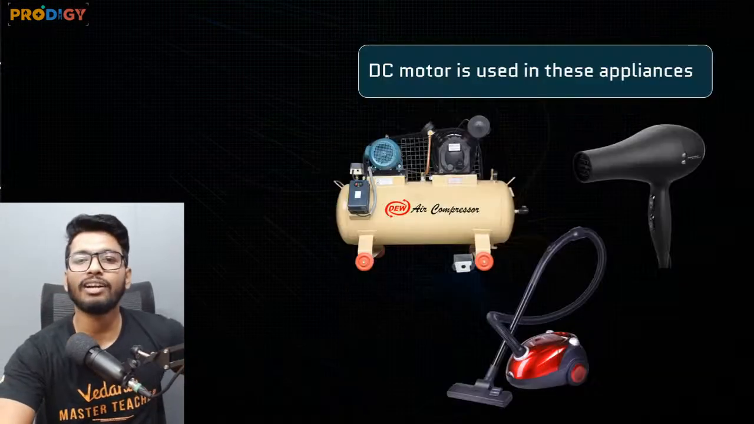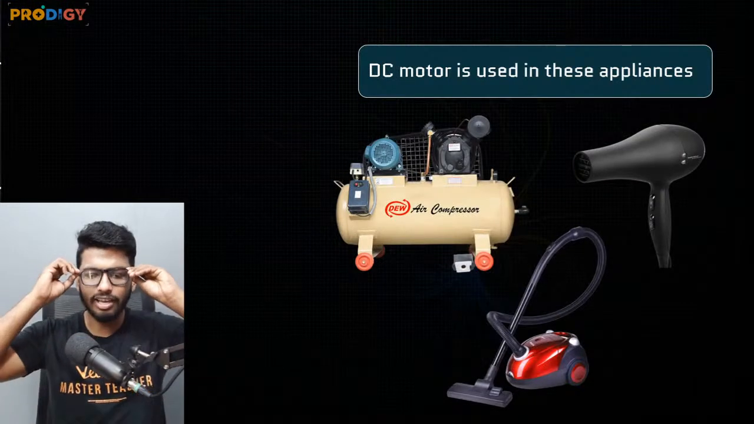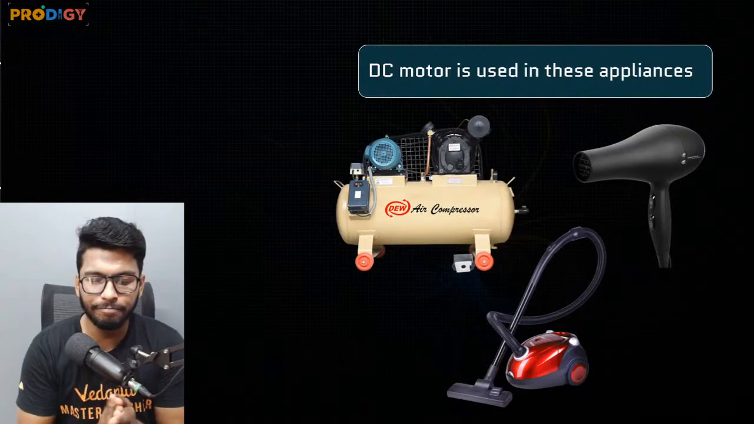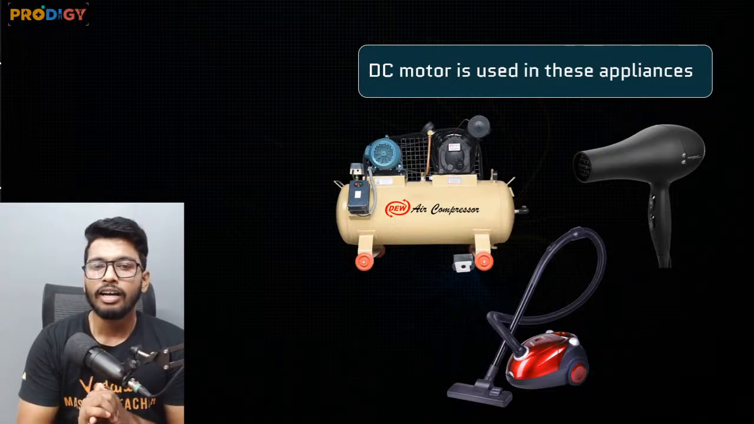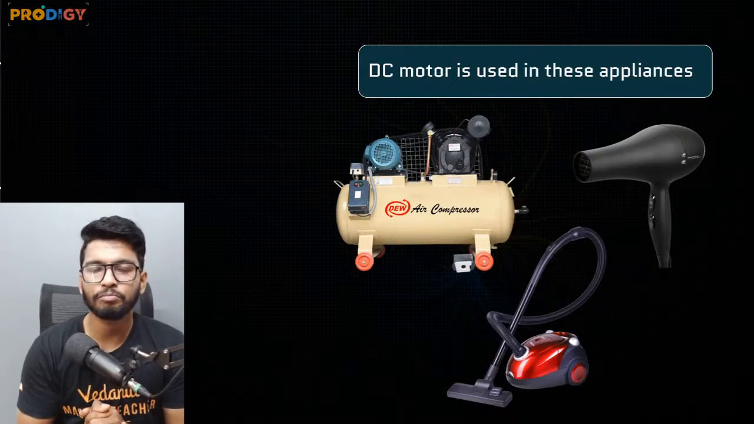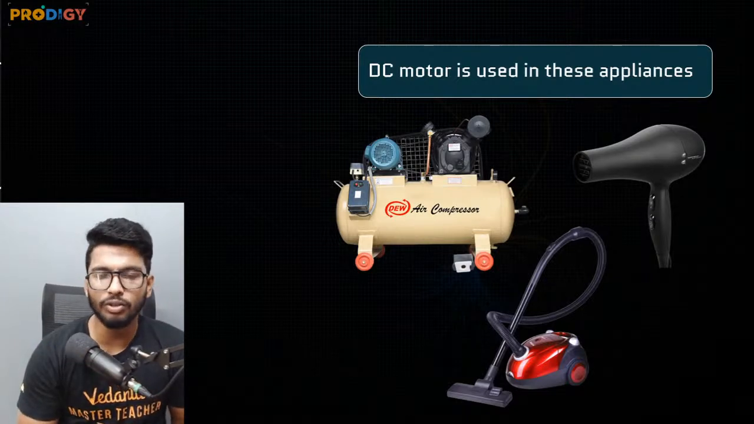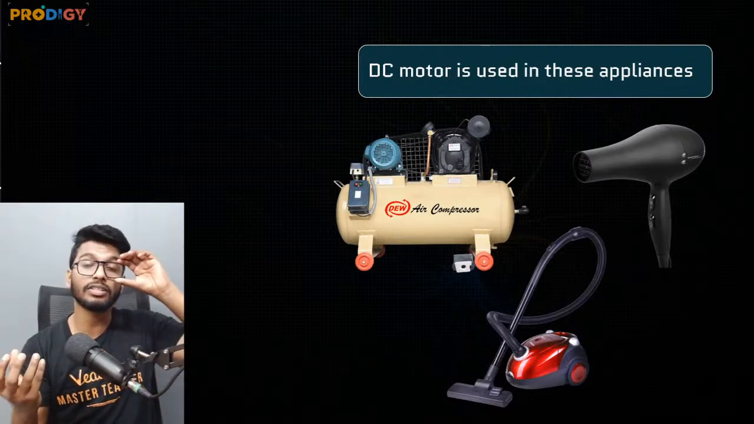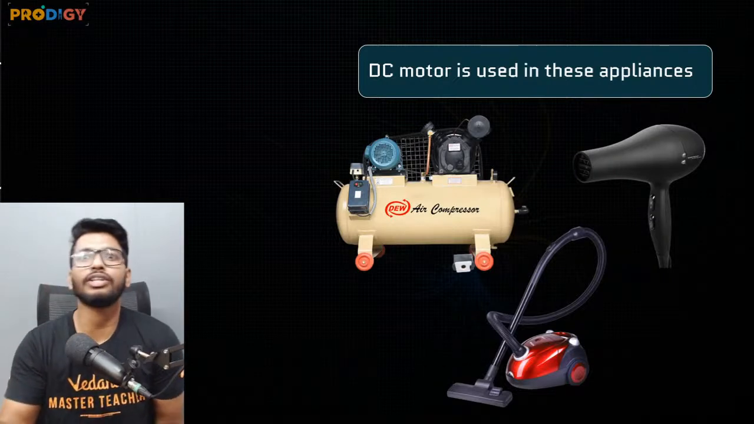All right, so that was the end of the first question. Let's get back to the topic. All right guys, everyone listen up carefully. First of all, congrats, listen carefully now. So here's the thing guys, DC motor. What is a DC motor? Where is it used? And more importantly, what is the working principle and construction of a DC motor actually like?